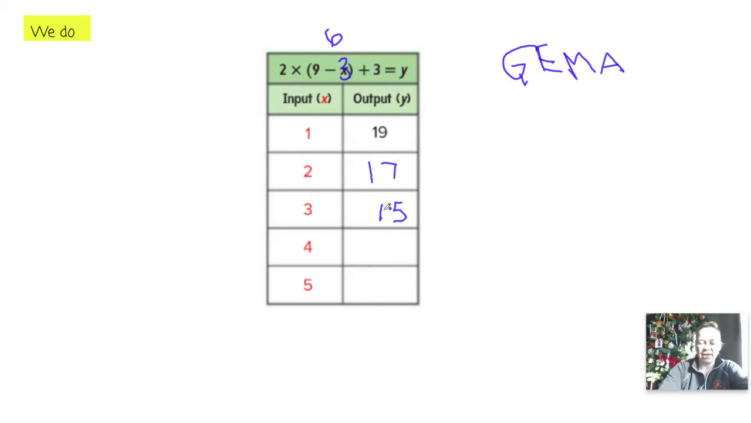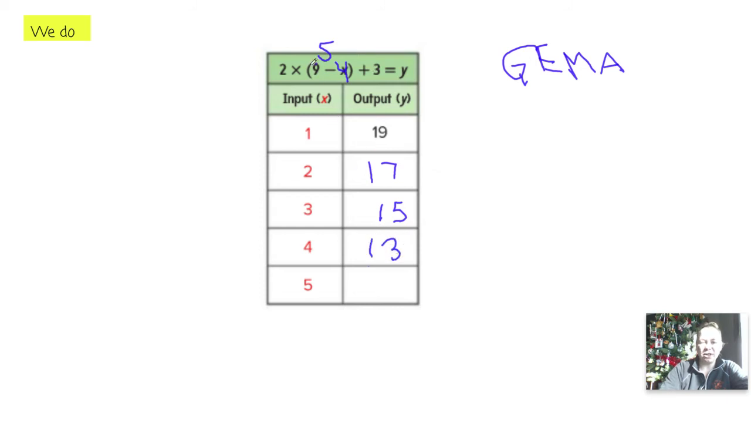All right, let's do the next one. So our input here is 4. So I'm going to put a 4 in place of that x. And let's see, 9 minus 4 is 5. So 2 times 5 is 10, plus 3, 13.